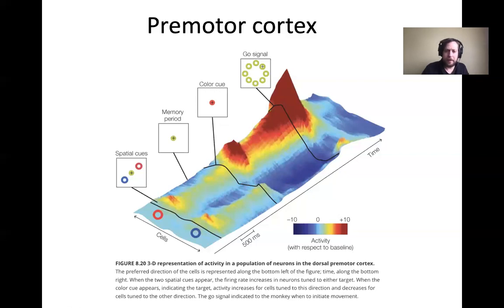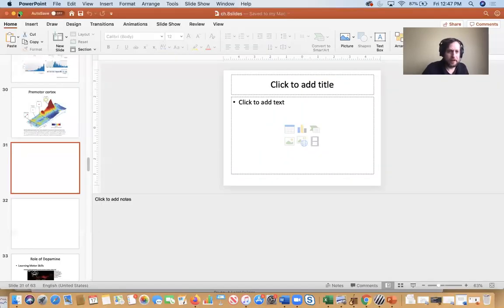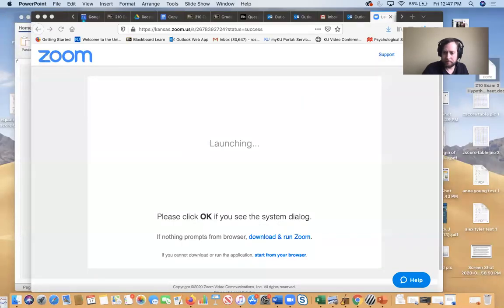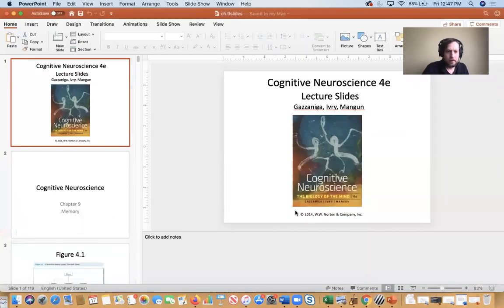Any questions or comments about the premotor cortex versus the SMA we just talked about? Cool. Let's go to chapter 9 then, and we'll do a little bit of stuff to get started on chapter 9, then we'll get your master and emissary quiz started. All right.